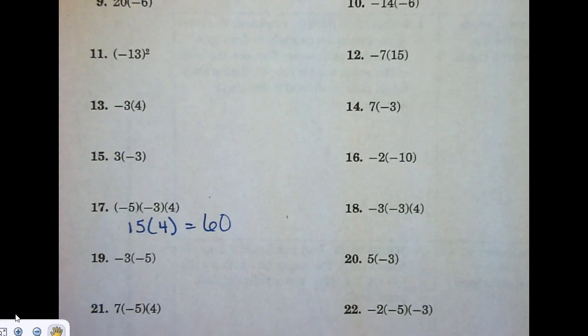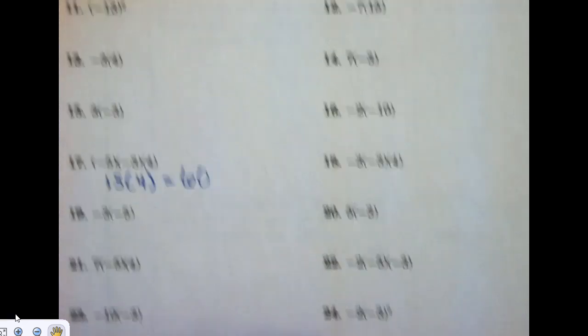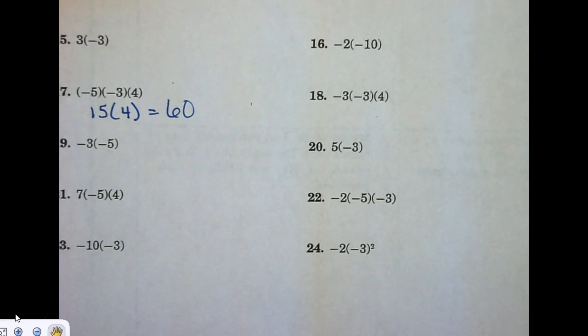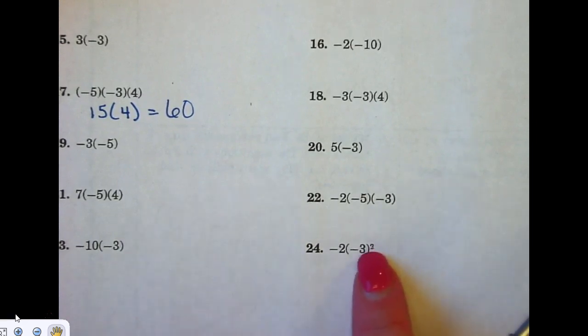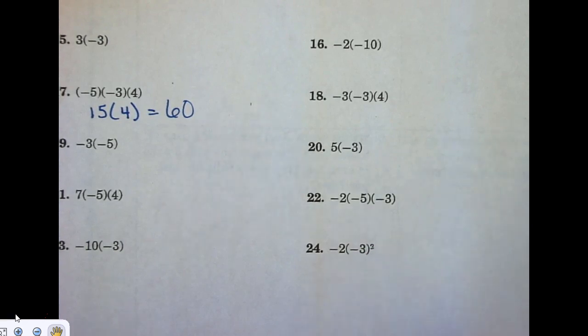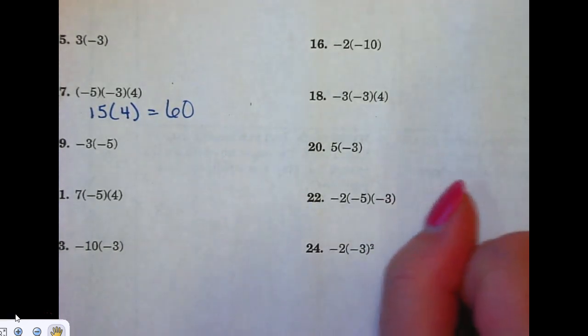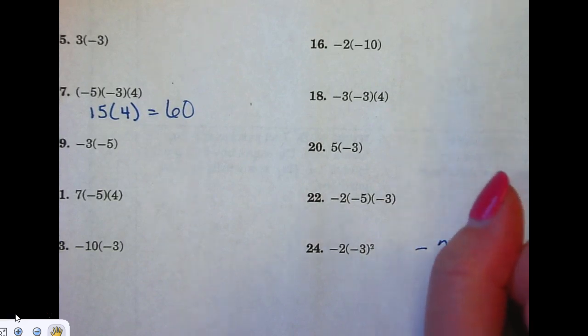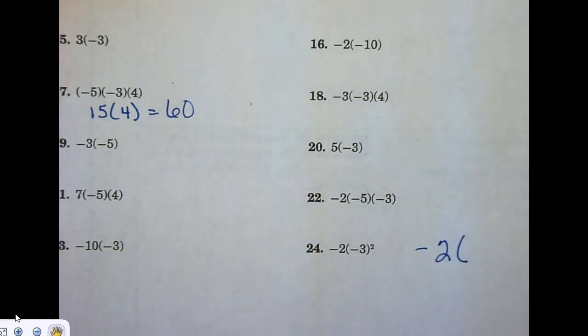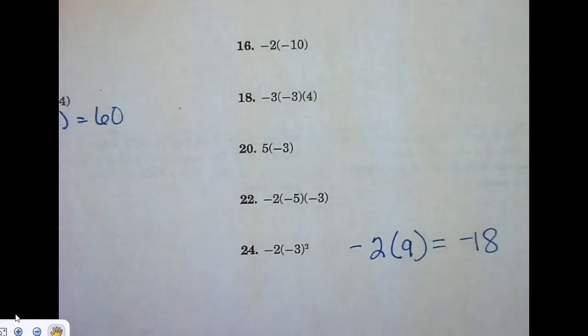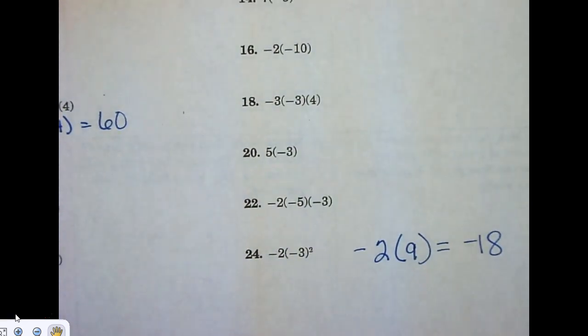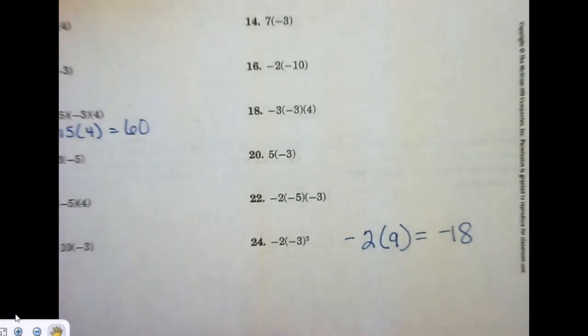What about 24? I know you don't have to do it, but what would you do? What would be your strategy? Order of operations says you would have to square the 3 first and then multiply by 2. So that would be negative 2 times negative 3 times negative 3, which is a positive 9. So your answer would be negative 18. So you've really got to think about those order of operations. Questions? Come see me or Mrs. Bent if you have a question when you're working through them.